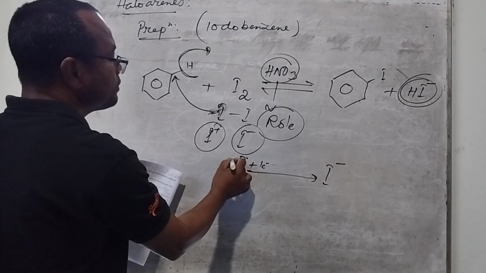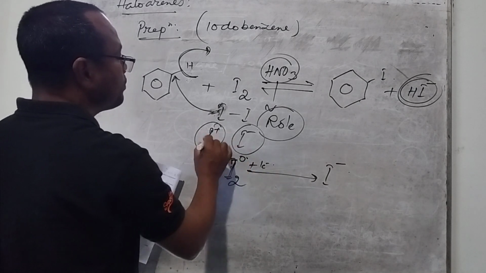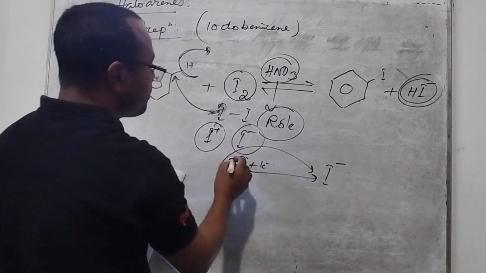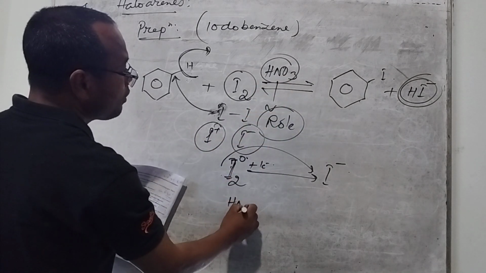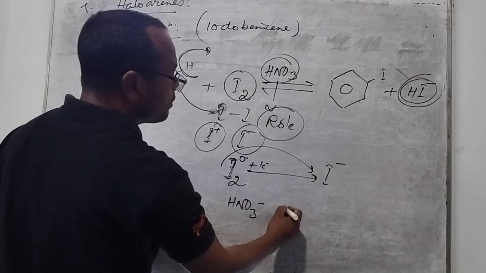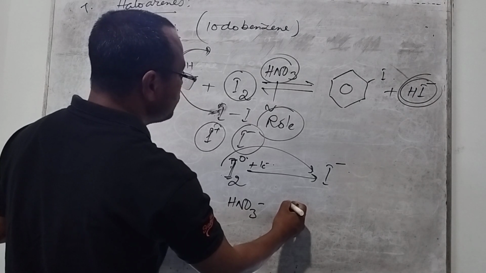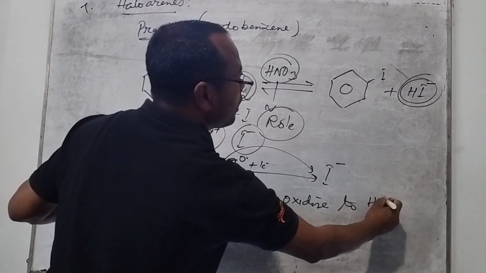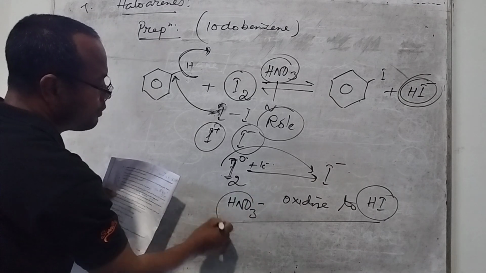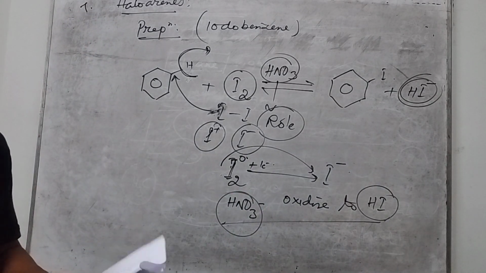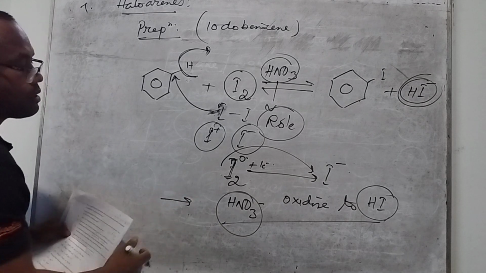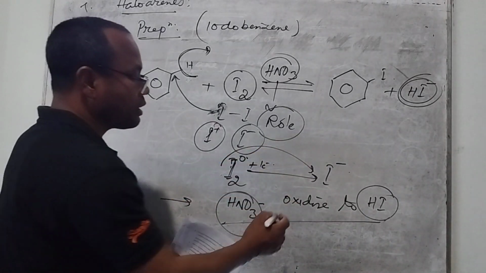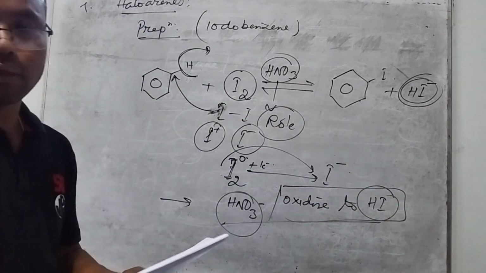So here, this I2 is converted to this hydrogen iodide, that means this HNO3 oxidizes HI. This is the role of HNO3. So when you write the answer, what is the answer? This HNO3 oxidizes HI. That is the answer to your question.